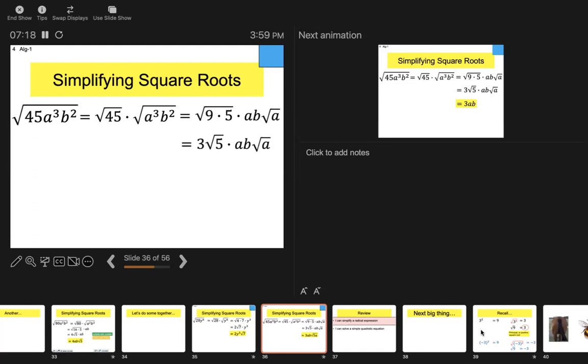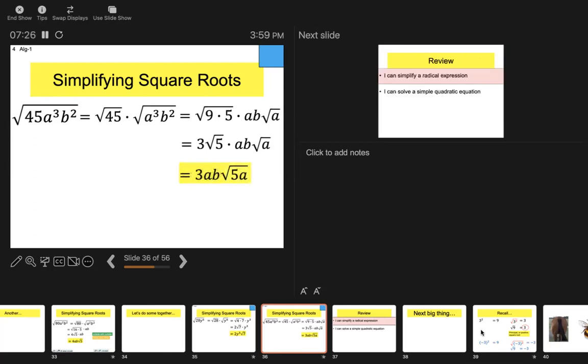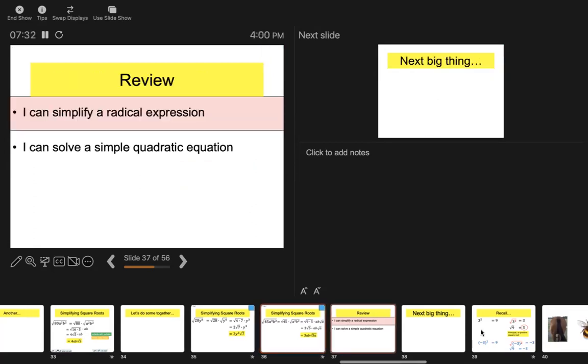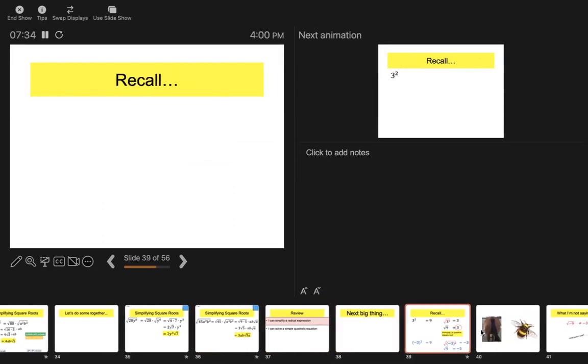Finally, I got some outsides and some insides. Let's see. Outside with outside, that would be 3 times ab. That's 3ab. Insides with insides, 5 times a is 5a. And that's underneath the square root symbol. And that's part 2 right there. All right, last, part 3, right?